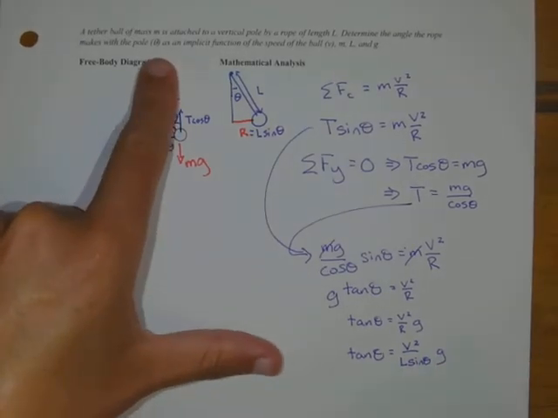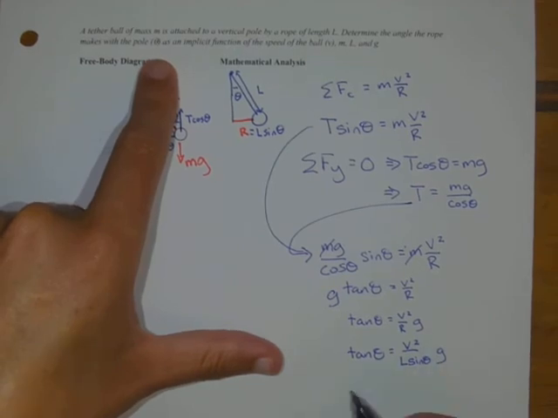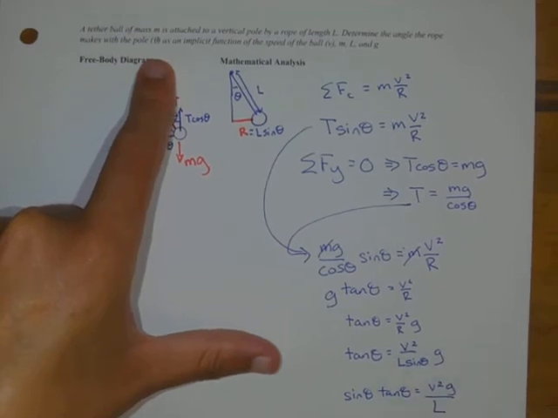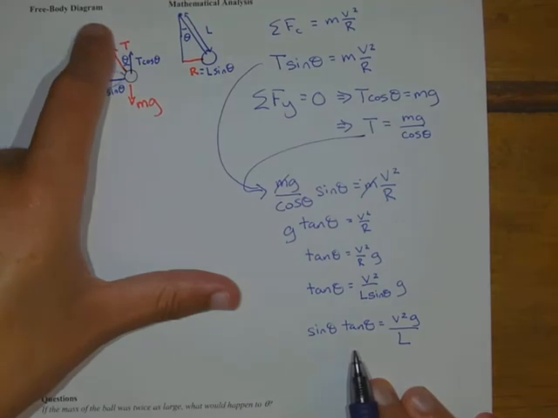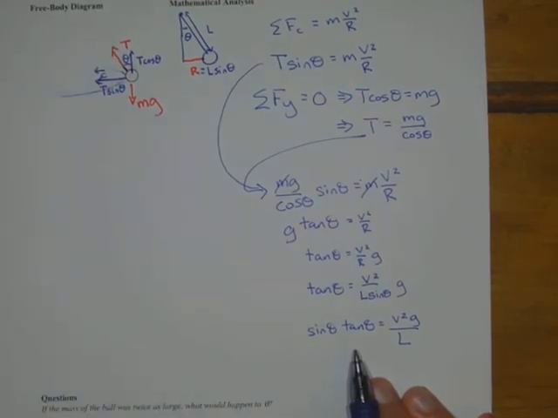I want to know what the angle is, so I'm going to bring the sine theta over to this side. So I have sine theta tangent theta is equal to v squared divided by L times g. This is an implicit function because I cannot solve this and get theta all by itself. I just have to leave the equation the way it is here.